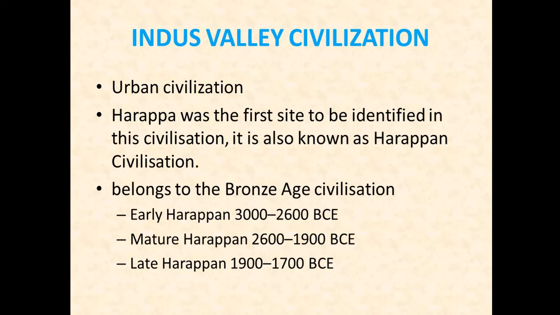Now we are leaving prehistoric India and entering into the Indus Valley civilization. The most notable feature of the Indus Valley civilization is that it is an urban civilization. Harappa was the first site to be identified or excavated, and so the civilization is named the Harappan civilization. It belongs to the Bronze Age, and is broadly divided into three main cultural phases: early Harappan, mature Harappan and later Harappan period.